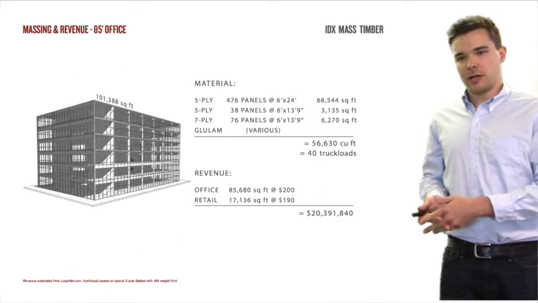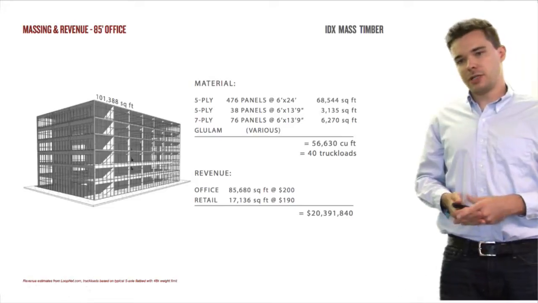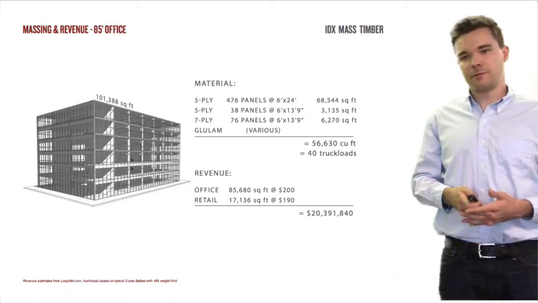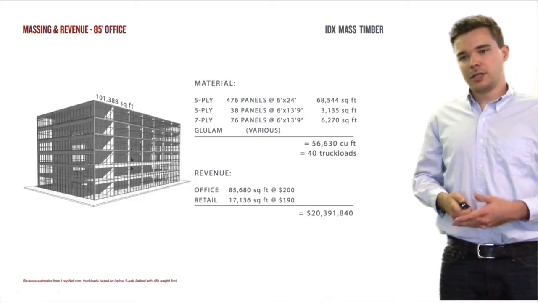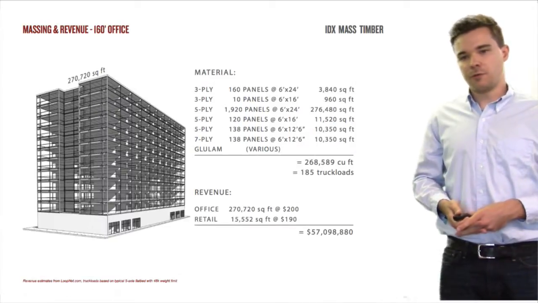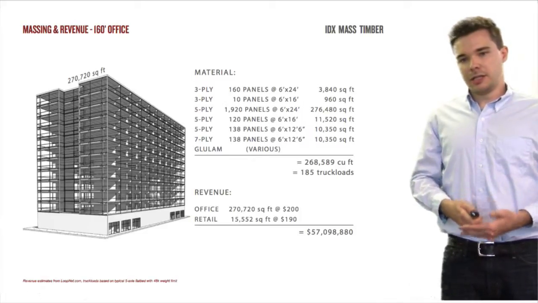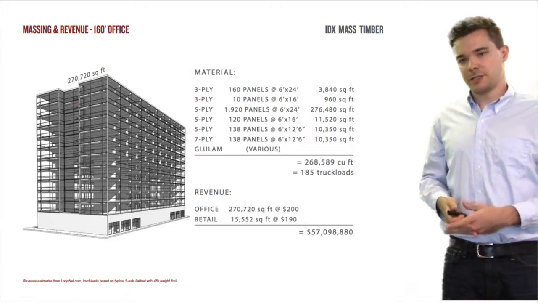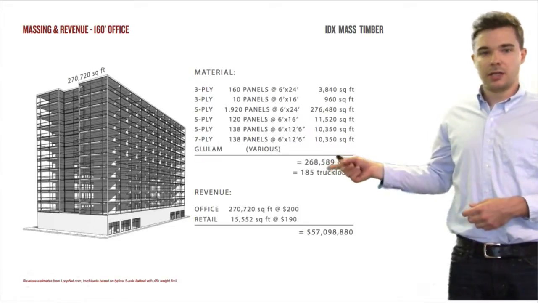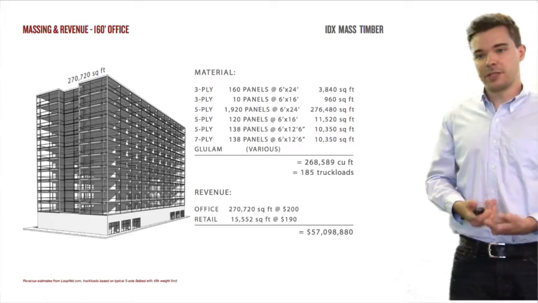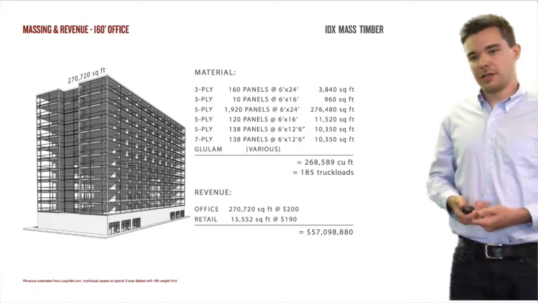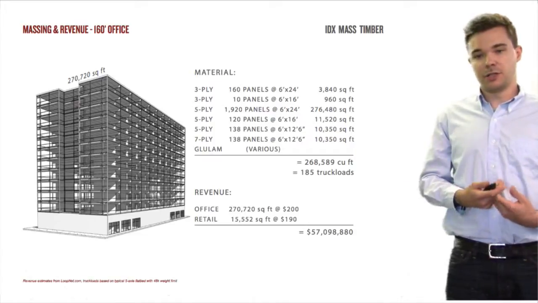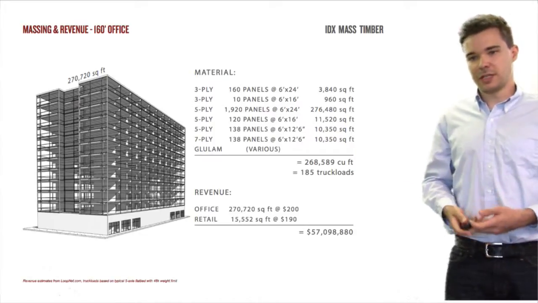And so for the office buildings, we are starting with the 85-foot, which has the lowest demand of any of the buildings. It's only 40 truckloads, about 57,000 cubic feet, and then it produces about $20.4 million in revenue. And then the large office, the 160-foot office, has the largest dimensions of any building, and that's obvious in the demand here for the wood. It's about 270,000 cubic feet, which is about 185 truckloads based on our truck size, and then revenue is about $60 million, which is almost twice as much as the next highest.